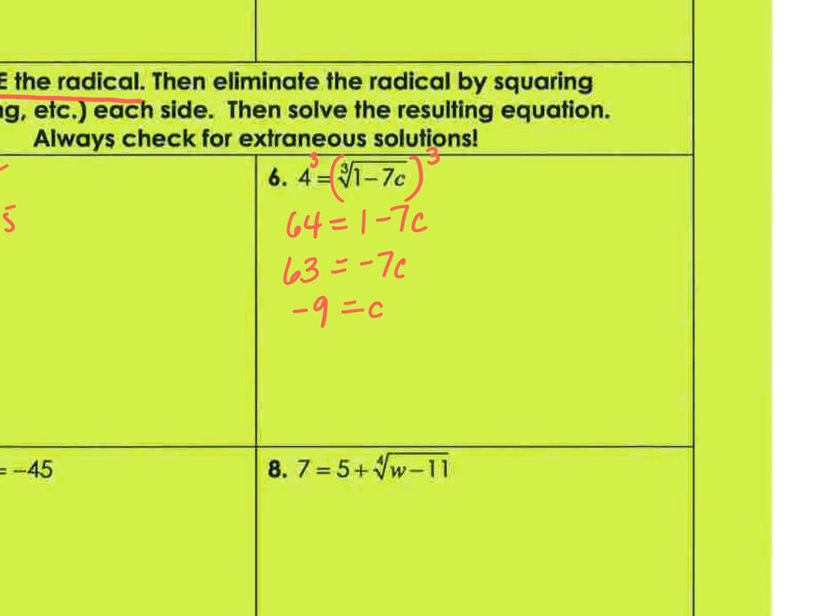Okay, now, here's the fun part. If it's not a square root or a fourth root or an even root, guess what? Do you really even need to check it? Are you ever going to end up with an undefined with an odd root? No, because you can take the odd root of a negative number, can't you? So if it's an odd root, you really don't need to check it. You just need to check square roots and fourth roots and sixth roots, etc. Even roots you have to check. Odd roots, doesn't matter. Okay, so do we even need to check this one? Nope. We know it's going to work.